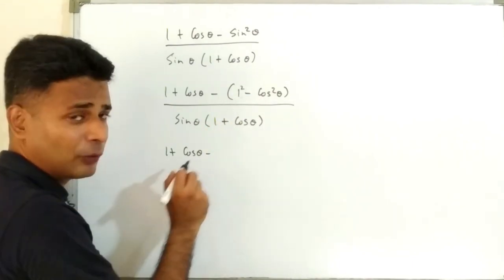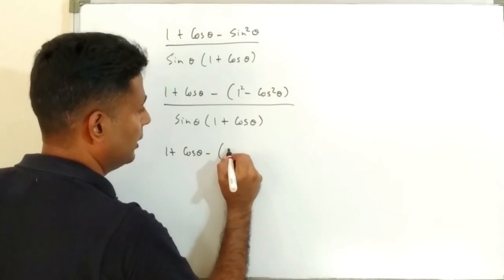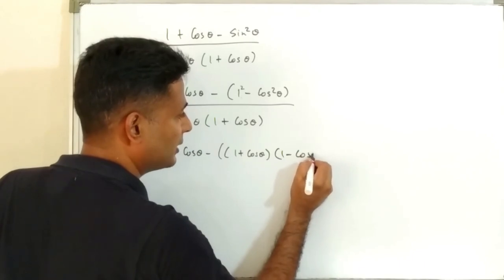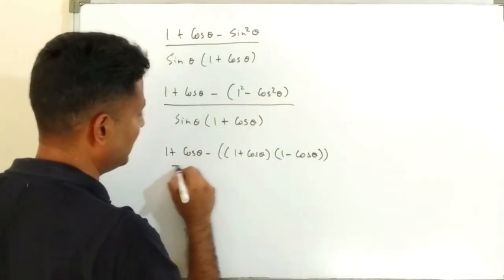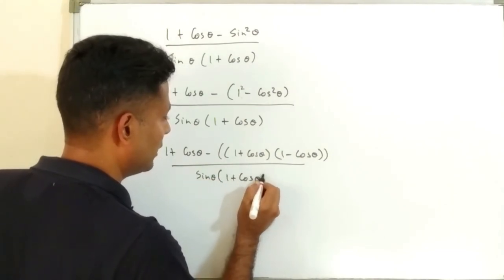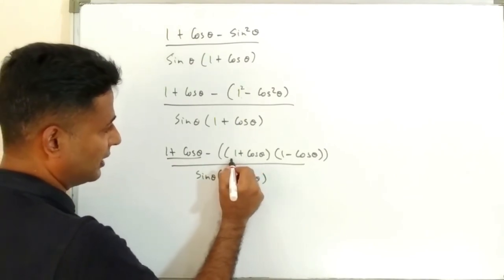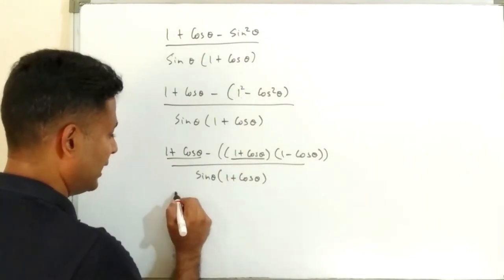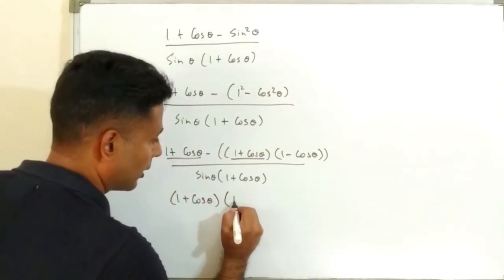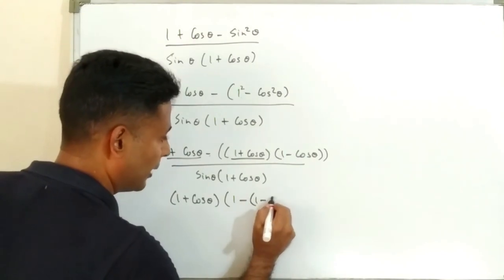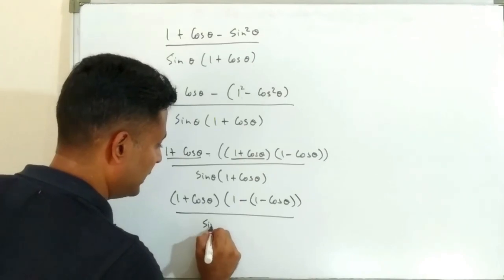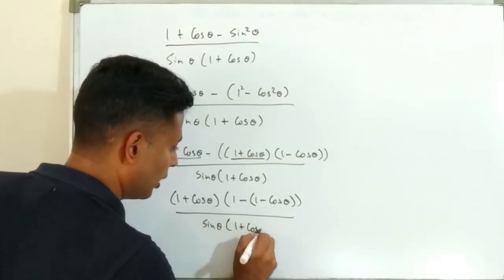Why? 1 can be written as 1 square. So 1 square minus cos square. So this will become 1 plus cos theta into 1 minus cos theta. Because this is of the form a square minus b square, divided by sin theta into 1 plus cos theta. Now here we have 1 plus cos theta minus this 1 plus cos theta, so we can take it common. So we get 1 plus cos theta into, here what will remain? 1 minus, I will put bracket, 1 minus cos theta by sin theta into 1 plus cos theta.